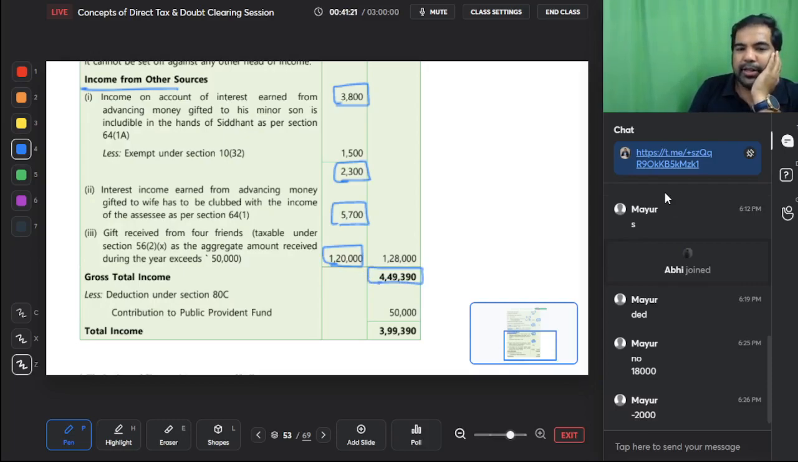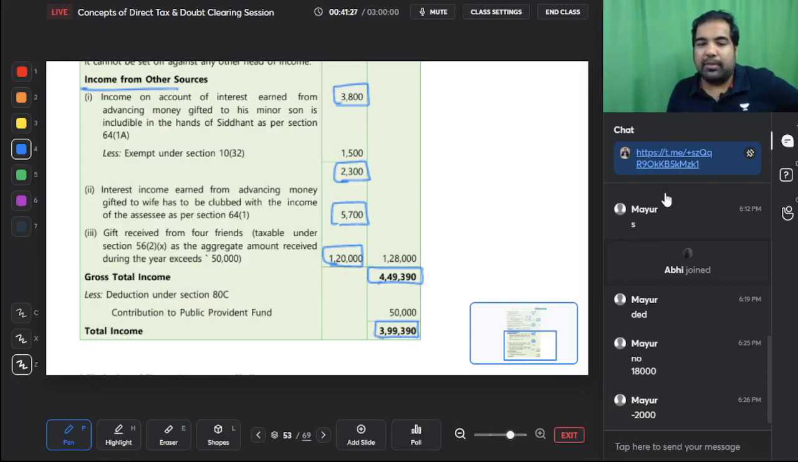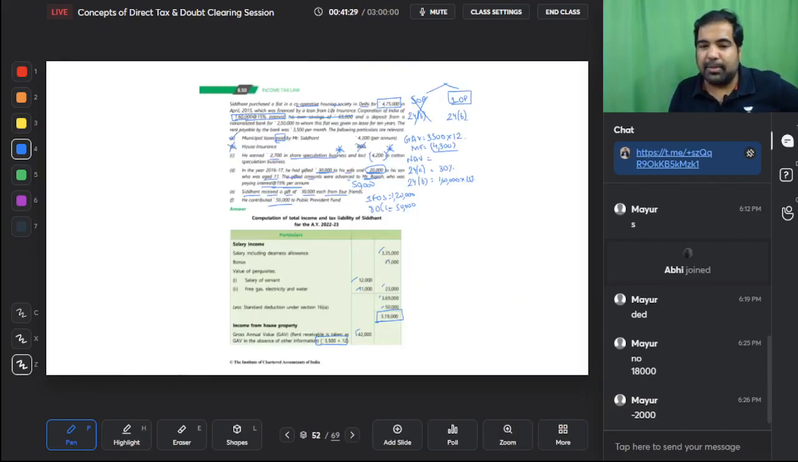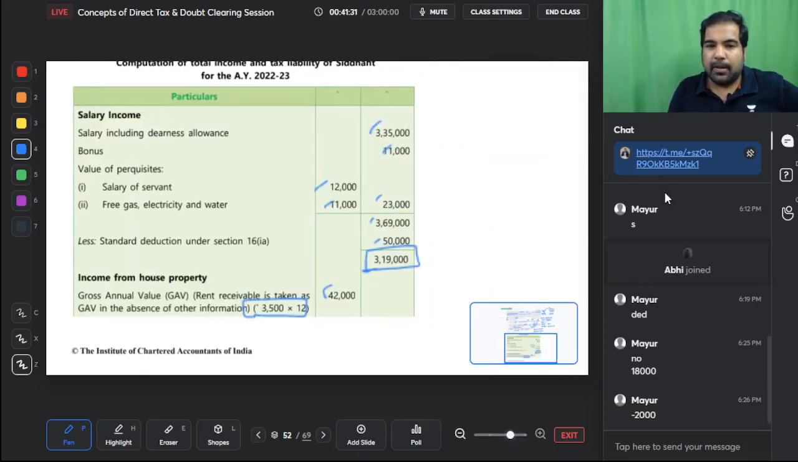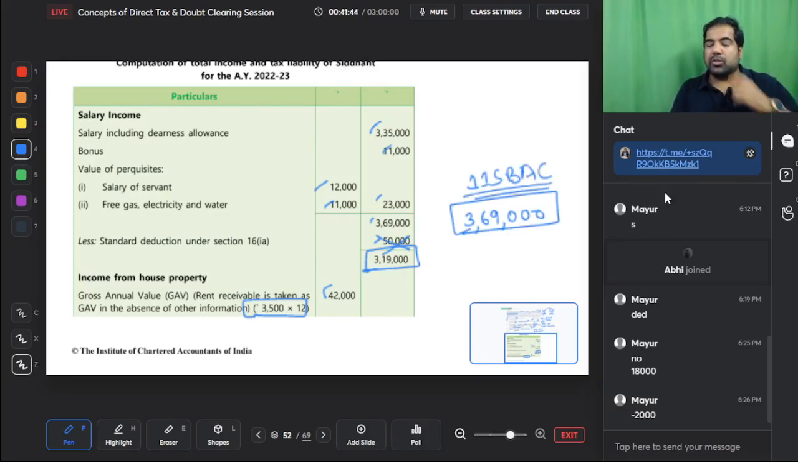And deduction under ATC, that is his total income. Guys, this one is under regular provision. Now let me tell you what changes in 115BAC. Nothing, you have to keep the same table in mind. In 11YC you will not get 50,000, so everything remains the same, but your salary income will be 3,69,000. This is in 115BAC, guys. Incomes, nothing changes, only deductions change.